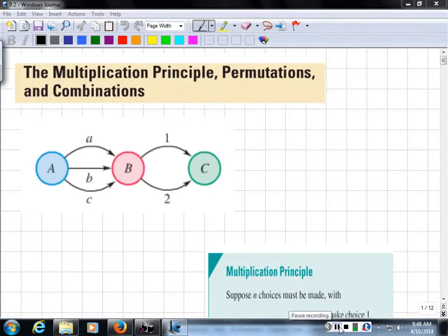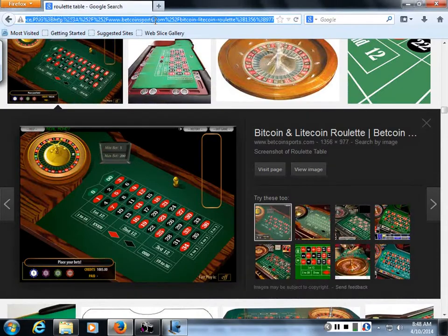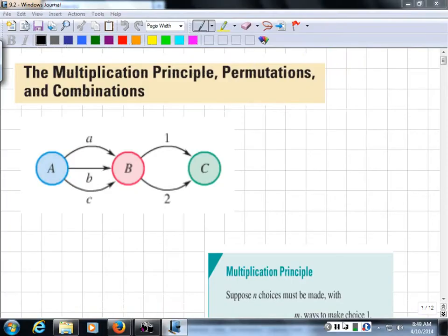So let's go ahead and talk about the multiplication principle and permutations and combinations. Now, given this diagram, and this is actually a classic problem, let me go ahead and bring up the textbook so that we can see what we're doing. Okay, let's look at this diagram.